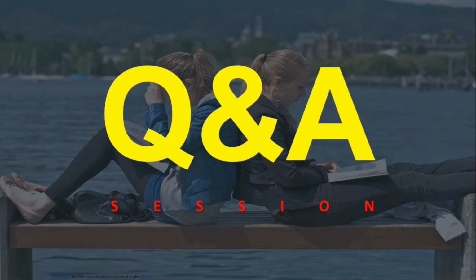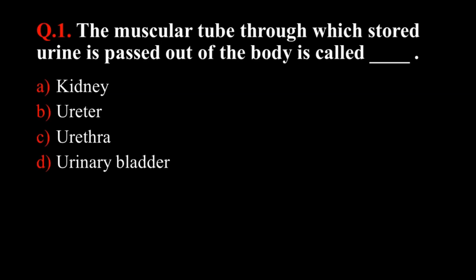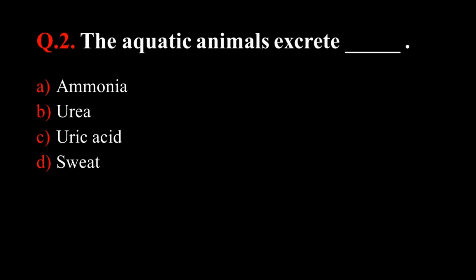So students, let's revise what we have learned today by answering the following questions. Question 1. The muscular tube through which stored urine is passed out of the body is called, and your options are A. Kidney, B. Ureter, C. Urethra, D. Urinary bladder. And the right answer is C. Urethra. Question 2. The aquatic animals excrete, option A. Ammonia, B. Urea, C. Uric acid and D. Sweat. And the right answer is A. Ammonia.